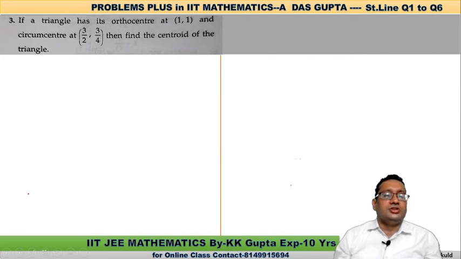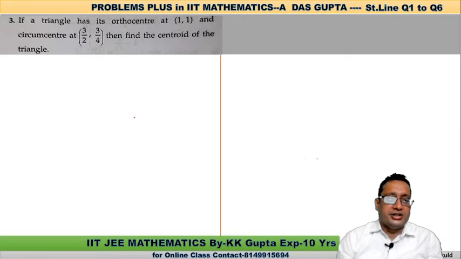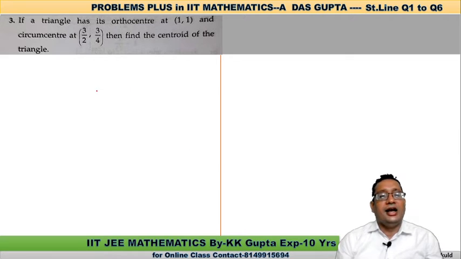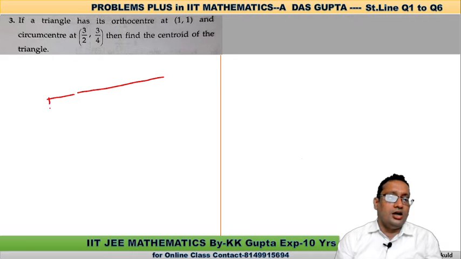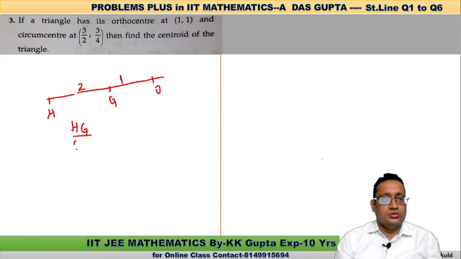Now come to the third question. If the triangle has its orthocenter at (1, 1) and circumcenter at (3/2, 3/4), find the centroid of the triangle. As we know, there is a relationship between orthocenter, centroid and circumcenter: G divides the line joining the orthocenter and circumcenter in the ratio 2:1. That is, HG upon GO is equal to 2 by 1.